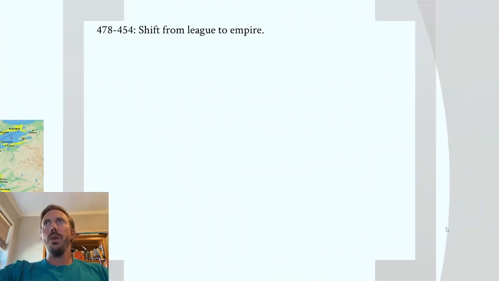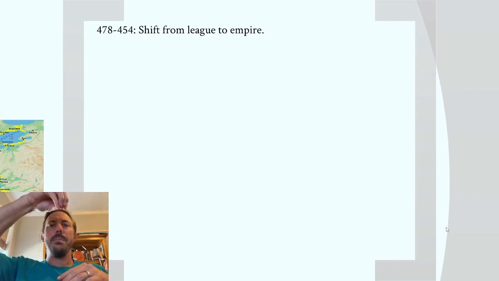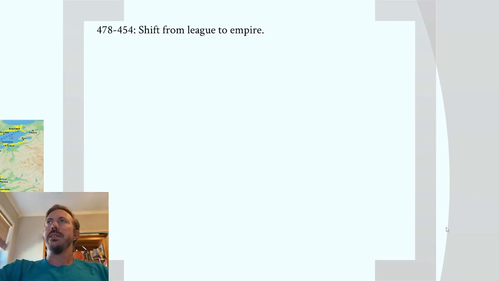Okay, well, there's a shift between 478 and 454 BC from league to empire. Let's define the terms. A league is a free alliance. An empire is a group of city-states, in this case, that is ruled by an emperor or a member of that organization. Let's just take a look at what exactly it is.